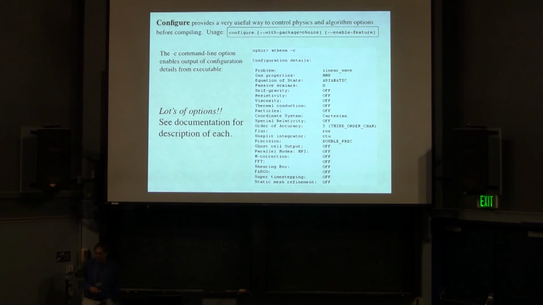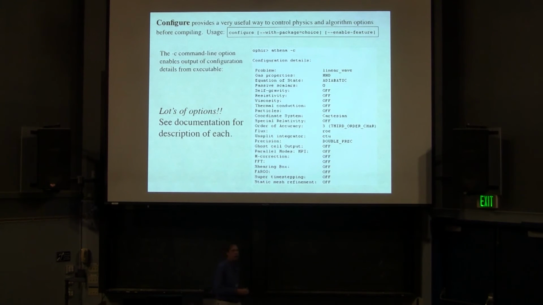The gas properties means MHD or hydrodynamics or special relativistic MHD or hydrodynamics. You can choose one of the others at the configure step. Equation of state, adiabatic or isothermal. The scalars, that's the number of passive scalars I told you about that you can carry around. Whether you want to have self-gravity turned on, resistivity, viscosity, thermal conduction. It's all handled at the configure step.